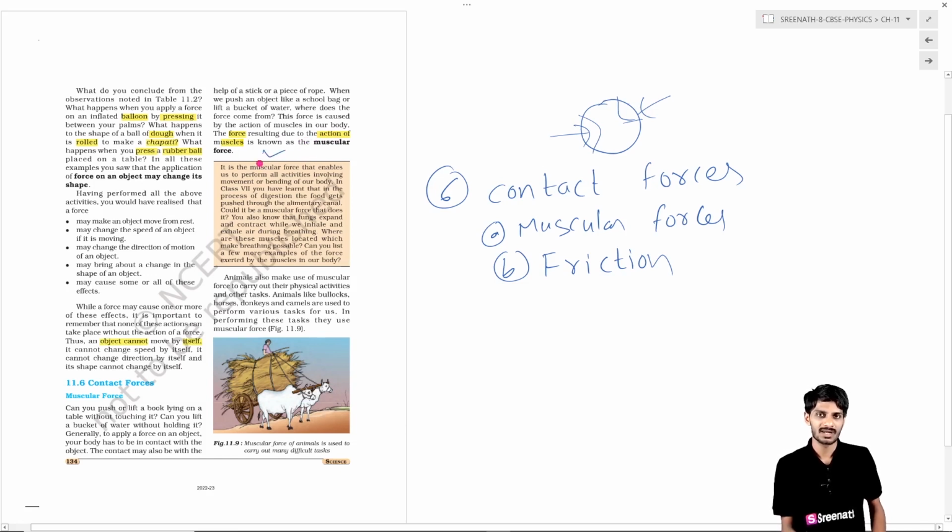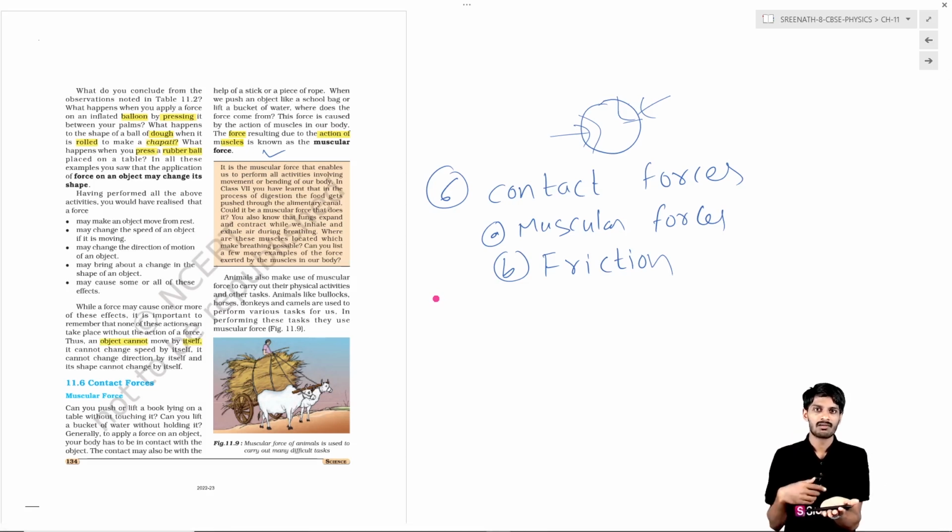What is muscular force? Muscular force is the force resulting due to the action of muscles. Due to the action of our muscles, if a force is exerted, that is called muscular force. Suppose, for example, here is a pen. What am I doing? I am picking it up and moving it towards me. I am pulling it. Pulling means force.